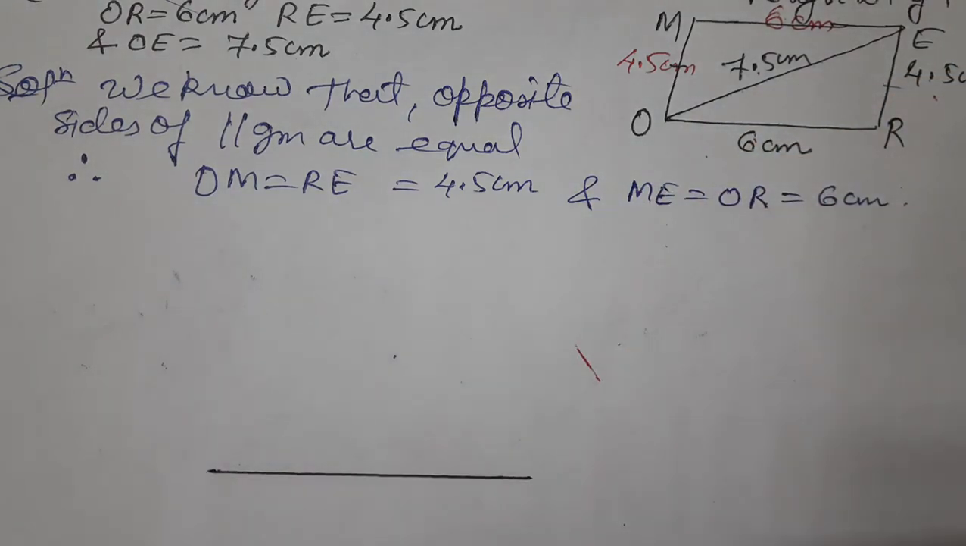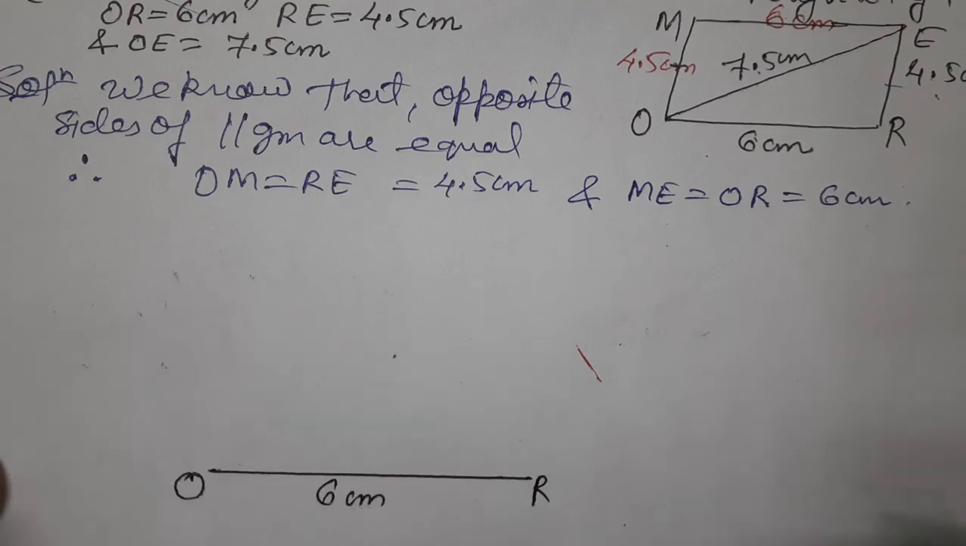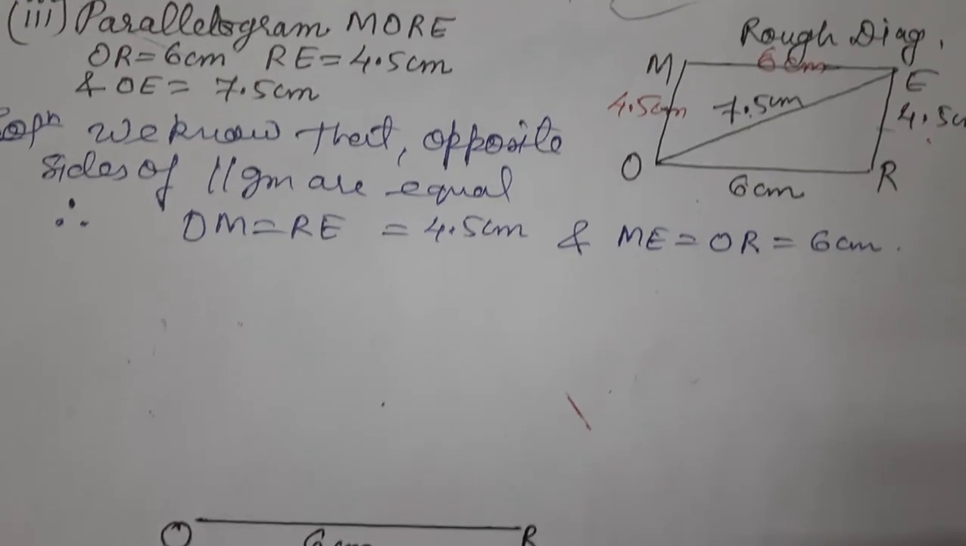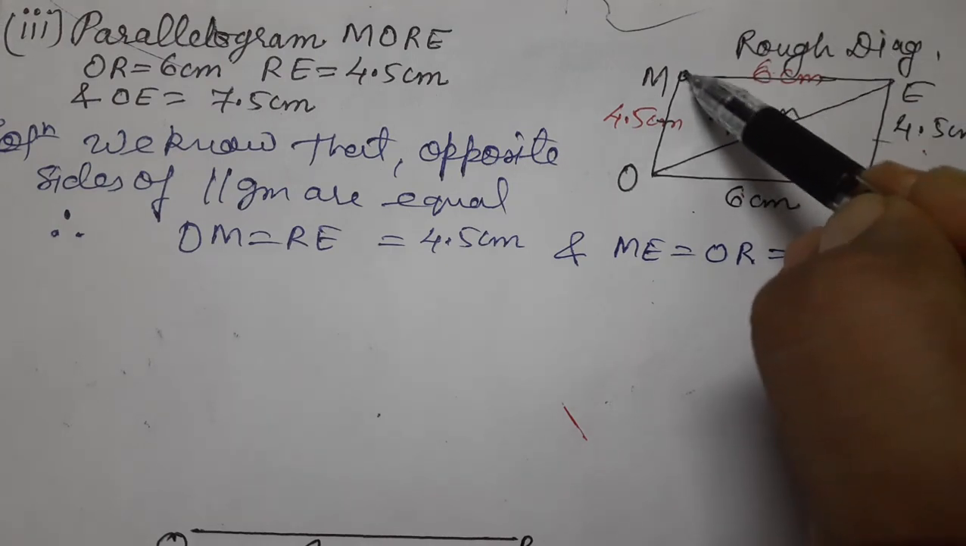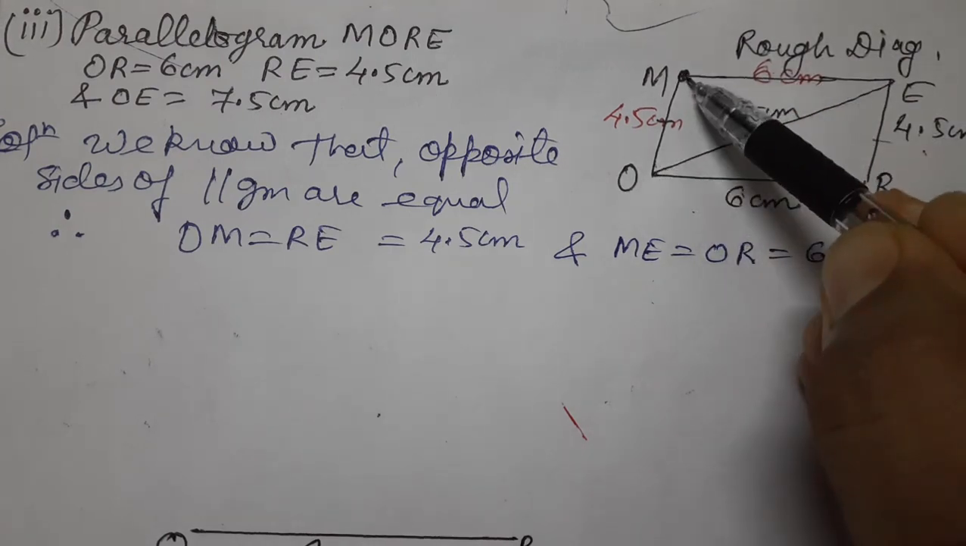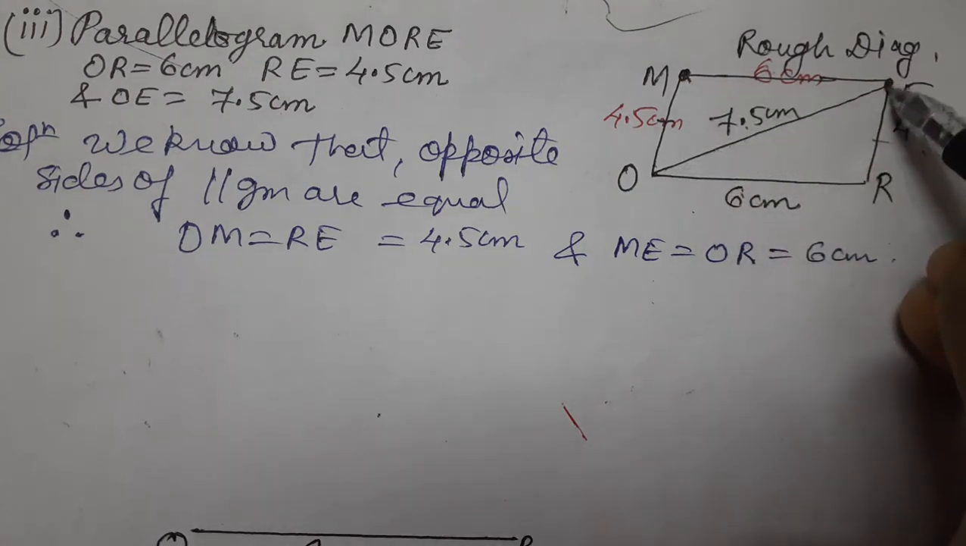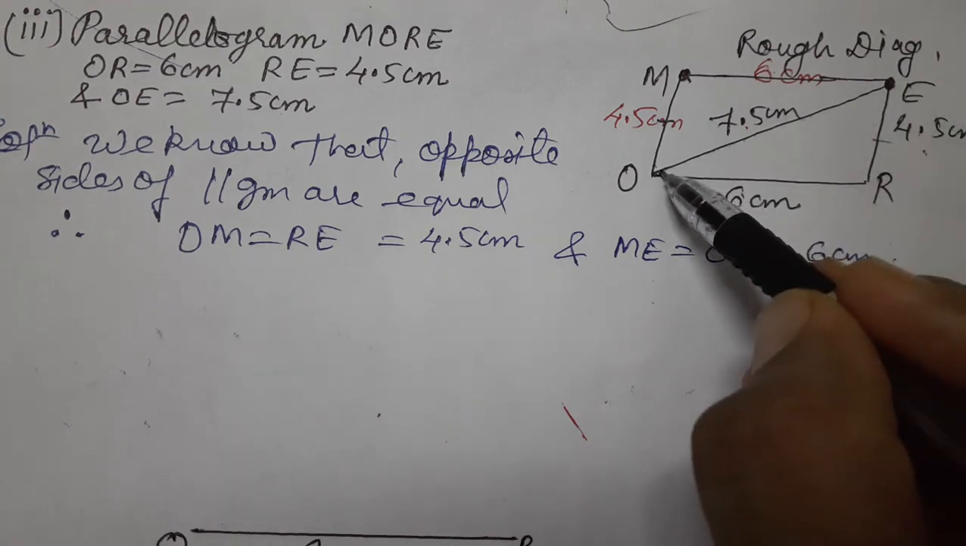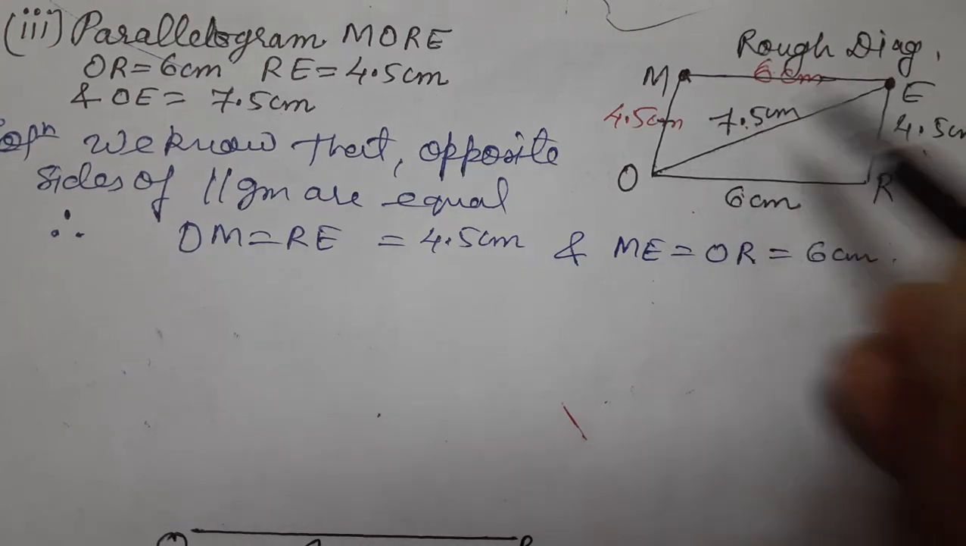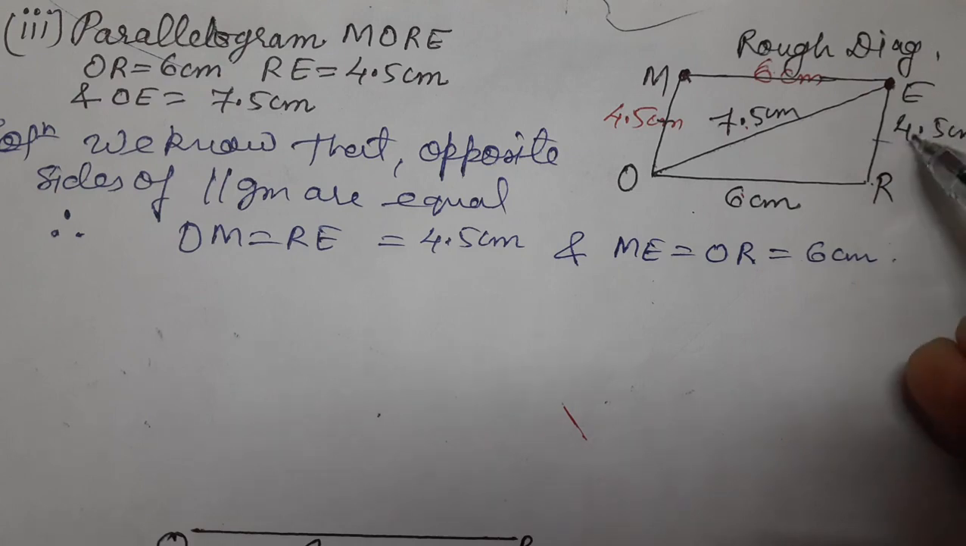So this is OR I have made, OR 6. Now our next point we have to draw is M. So O to M is given to us. But first we'll draw E point. E point we'll draw first. O to E is 7.5 and R to E is 4.5.